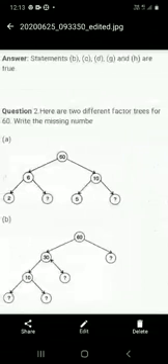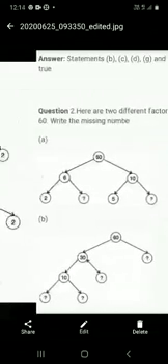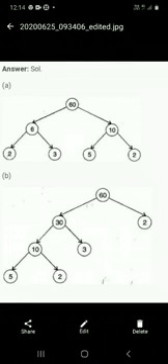Now you have question number 2. Here are two different factorizations for 60, write the missing numbers. You have to find the factors of 60 in two ways. First of all, you have A and B. You only have to write down which number will be filled here. So your answer is, first of all, 6 tens are 60. Now you factorize 6, 2 threes are 6. And you factorize 10, 5 into 2. So your correct answer is 3 and 2.